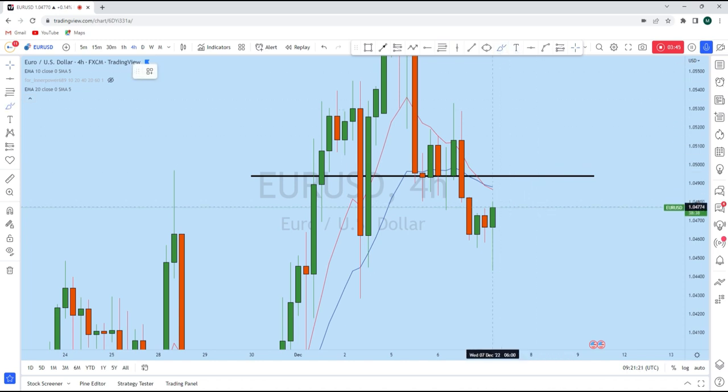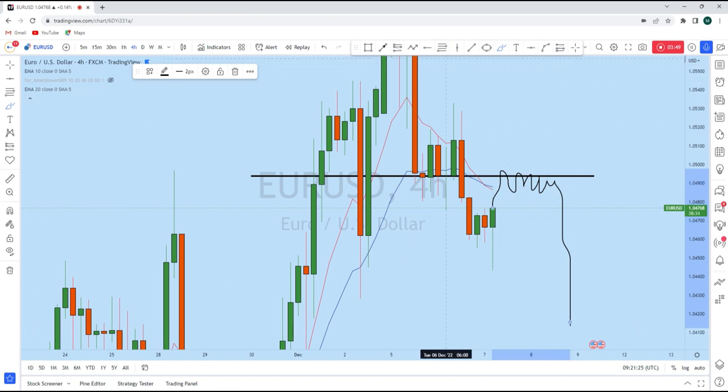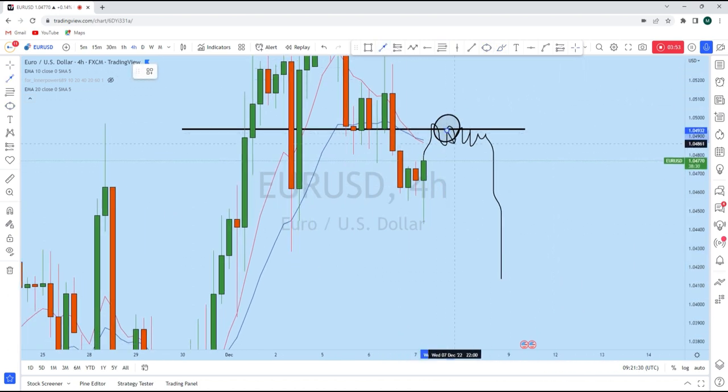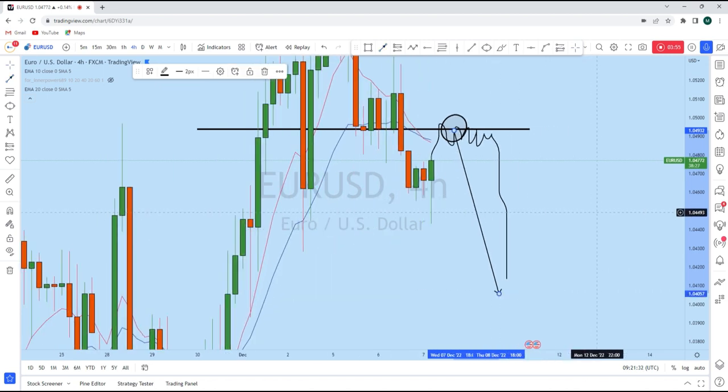Now if we see euro dollar rejecting from this level with strong price action, in that case only we can consider going short on euro dollar to take this move to the downside with a high probability trade setup with our students.